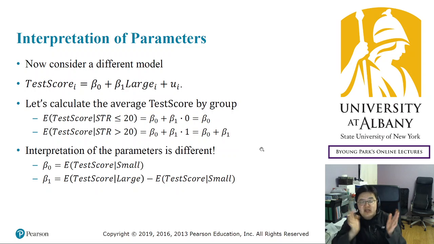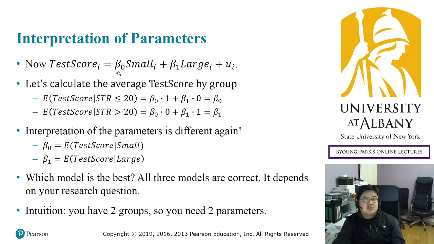So in the end, if you recalculate everything, then they must be consistent with each other. However, the interpretation must be different. It's easy to understand what's going on here. And the last model is to drop the intercept. We drop the intercept, and I will use beta 0 for small and beta 1 for large. Maybe this is the first model where you don't have the intercept.